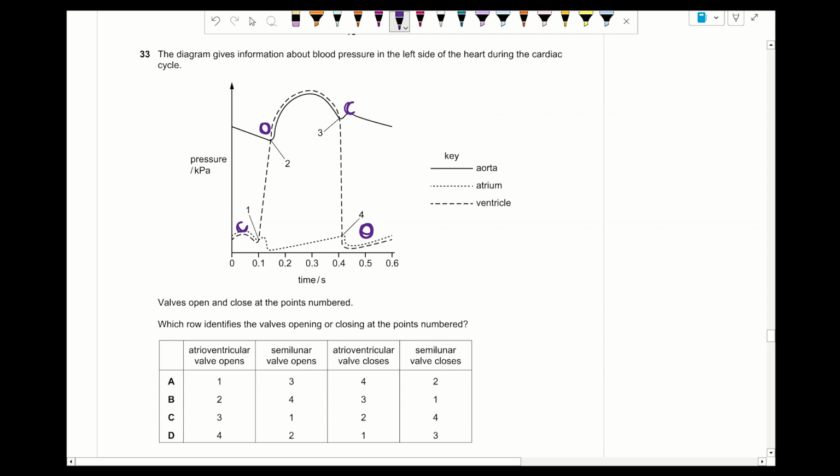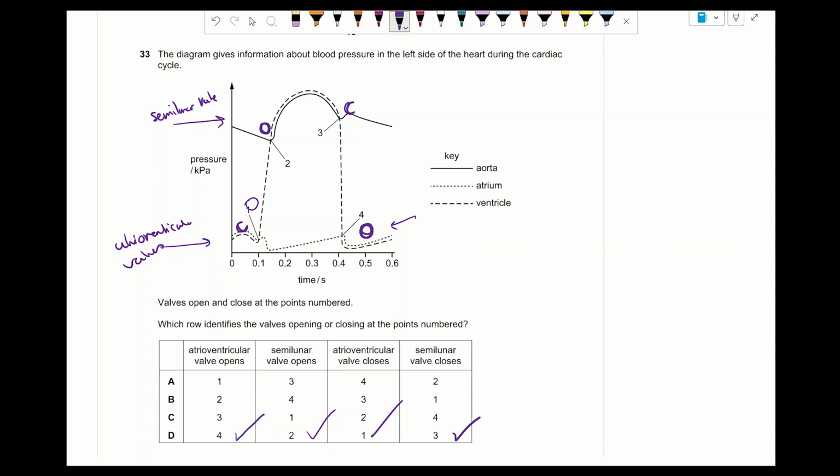Now, let's understand this further. So, the line at the bottom is the ventricle, and the line above is the aorta. Therefore, this is the semilunar valves. So here we're talking about the opening and closing of the semilunar valves, and at the bottom we're talking about the opening and closing of the atrioventricular valves. Now, let's see the suggestions that we have here. Which row identifies the valves opening? So, regarding the opening of the atrioventricular valve, it's at the bottom, therefore it's going to be 4. The semilunar valves opens at 2. The atrioventricular valves closes at 1. And the semilunar valves closes at 3.